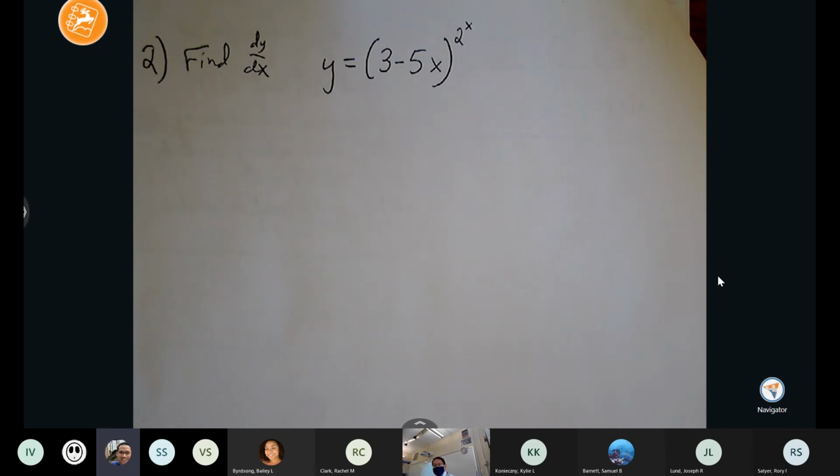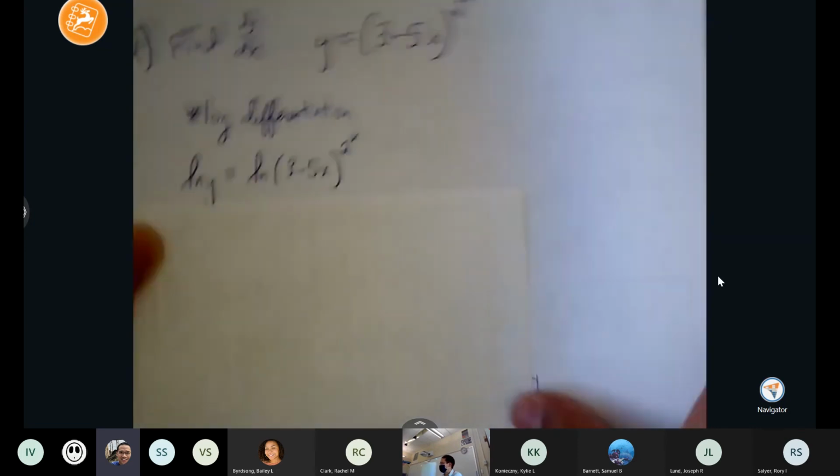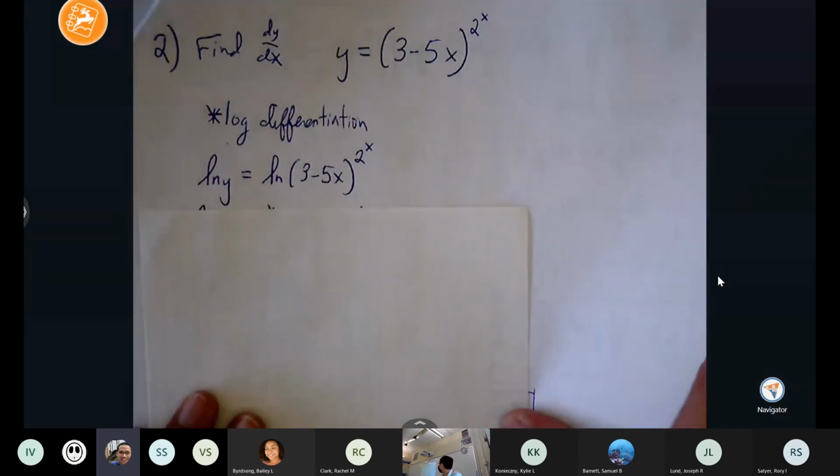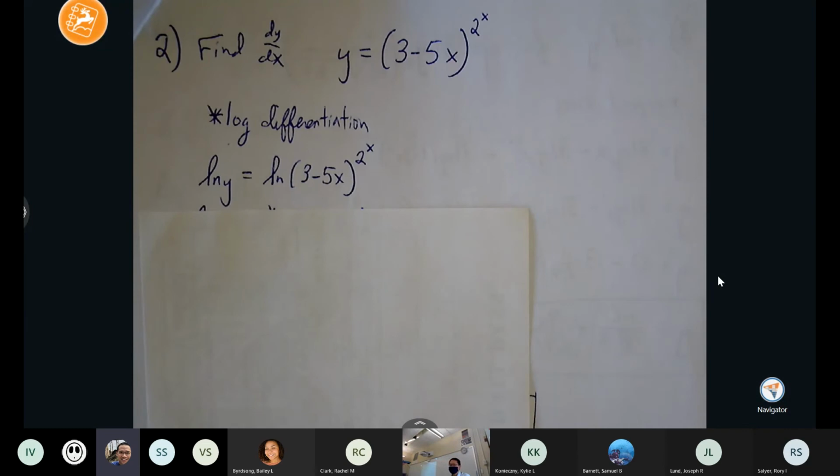So we have to rearrange the problem, right? So what do we have to involve here? What's this called? Log differentiation. Yeah, log differentiation, right? Take the natural log of both sides, and then we can see where that leads us, right? Okay, take the natural log of both sides.